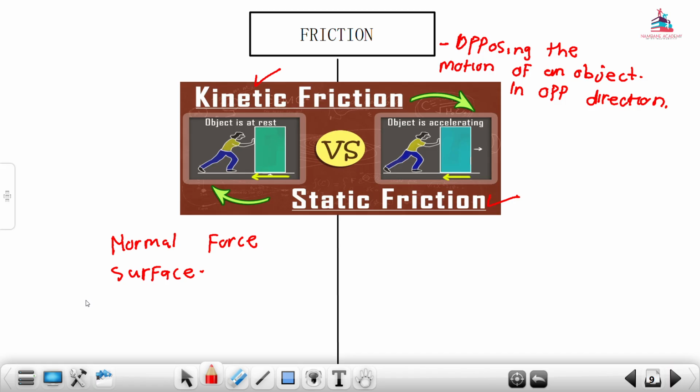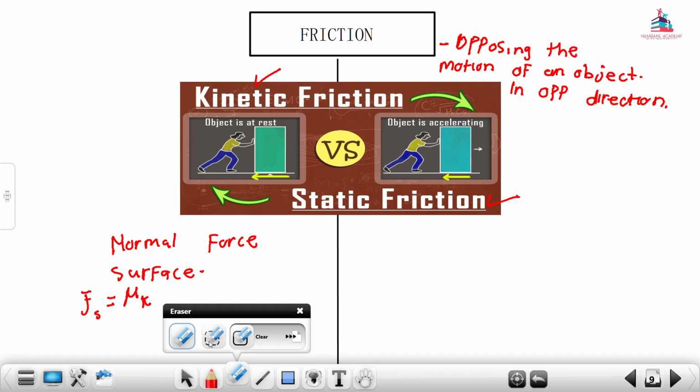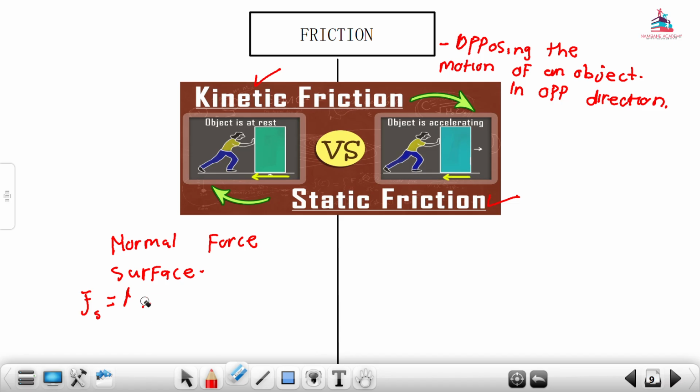It means we must start introducing our equation, whereby because we are saying it's static, it is not moving, we are going to say Fs for static, coefficient of the static friction. We are talking about the static friction.